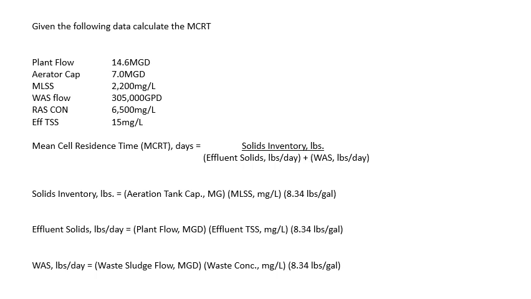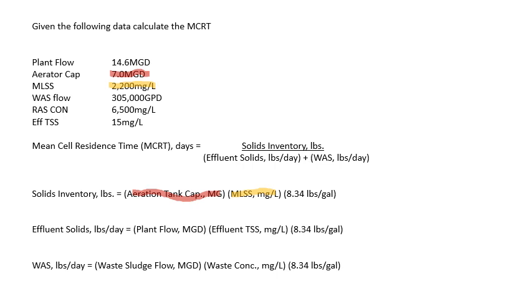I'm going to attempt to use my highlighters. There are six variables and I don't have the greatest selection of colors, but here we go. So your aeration tank capacity, in million gallons: 7.0 million gallons, that is your aerator capacity. Next, you're looking for the MLSS, in milligrams per liter. The MLSS is 2,200 milligrams per liter. So we've got our numbers for our solids inventory.